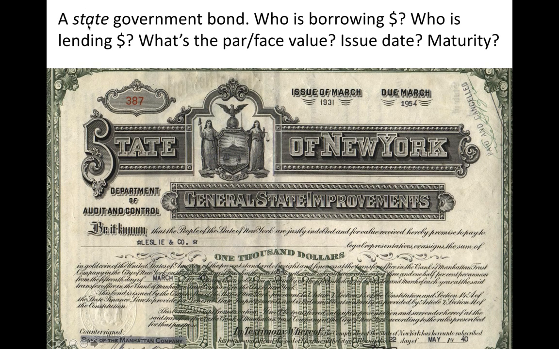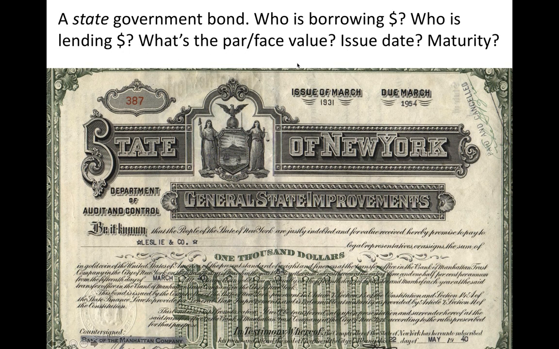You can also have a state government bond. Who is borrowing money here? Well, I'll give you a second to look at this bond certificate and you'll see it's the state of New York. Who is lending money? Again, whoever buys this bond. It could be an individual. It could be a company. It could be an English business person.